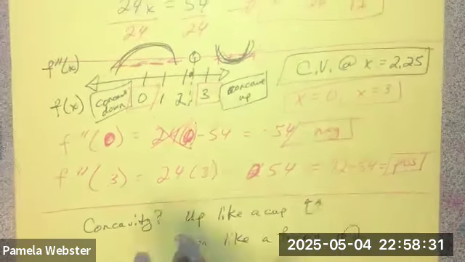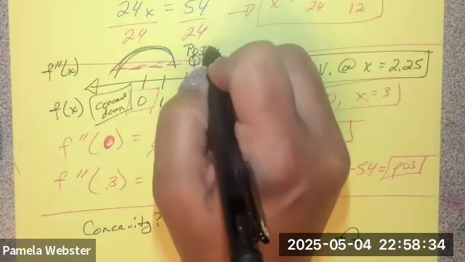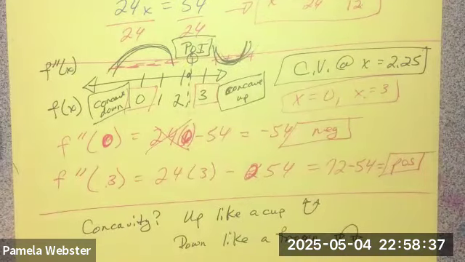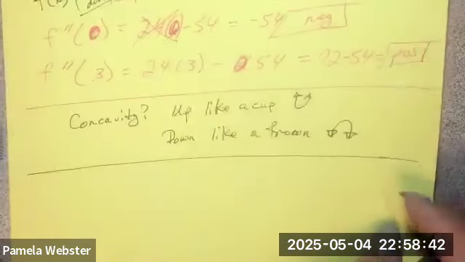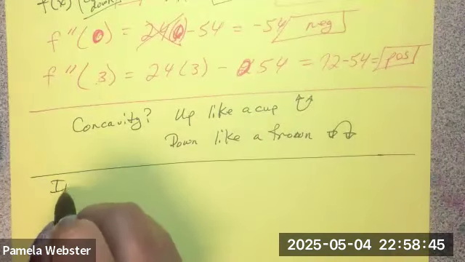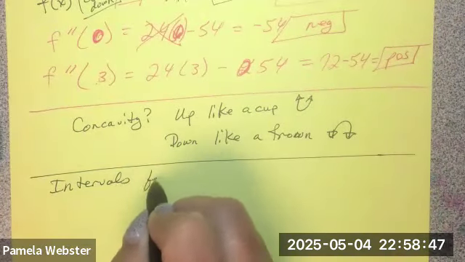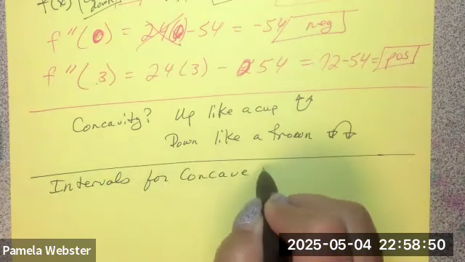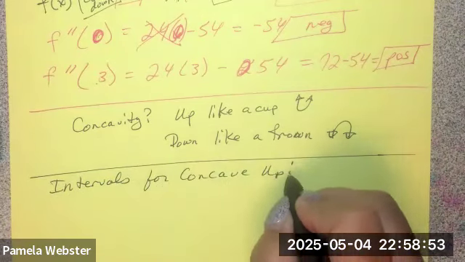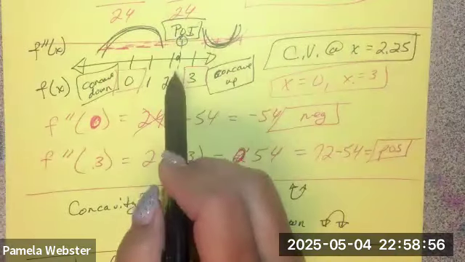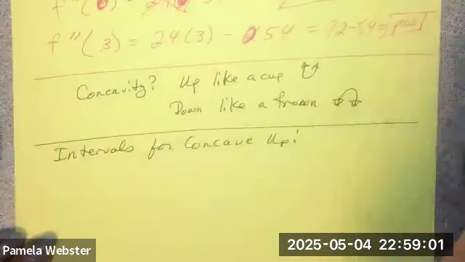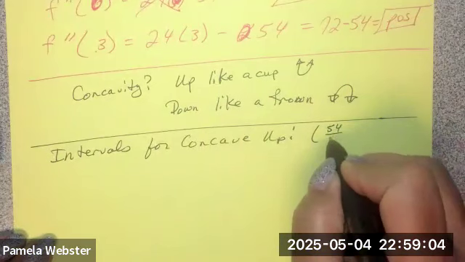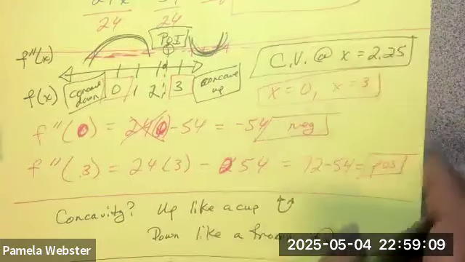So if it changes concavity, then this guy right here is a point of inflection, right? It's the point where the graph switched its concavity. So again, it asks for intervals for concave up and intervals for concave down. So it starts its concave up here at 2.25, or let's call it 54/24, and it's concave up all the way out to infinity.